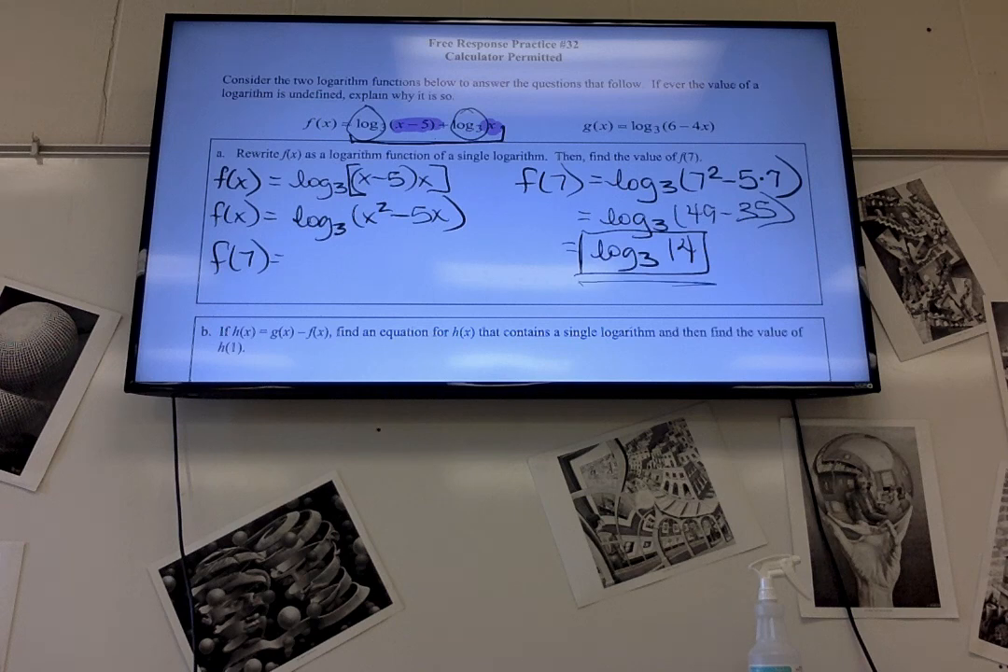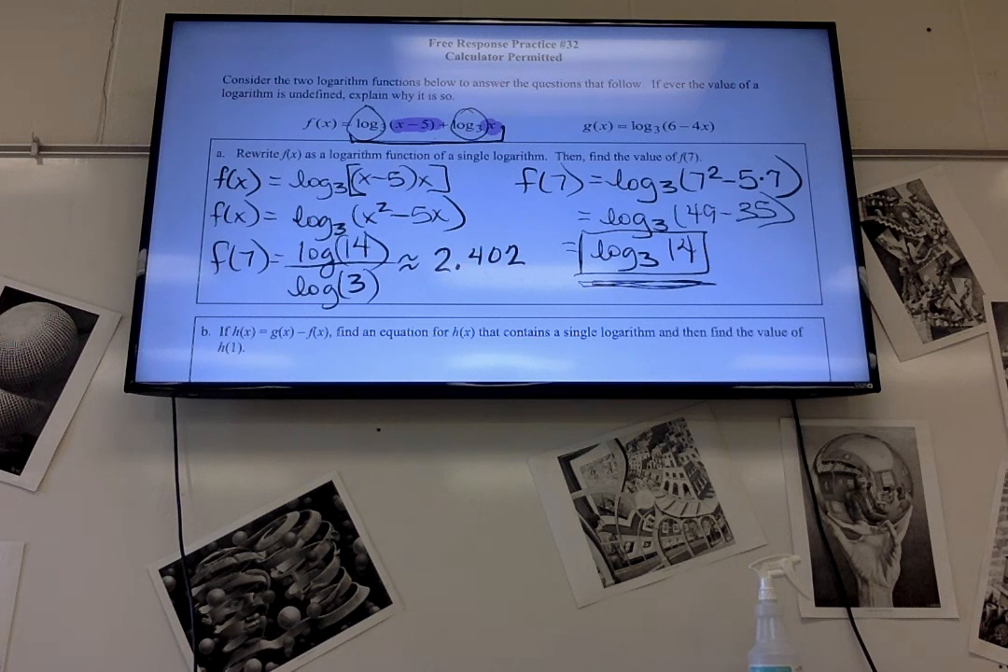How can I put this in my calculator? I can't just hit log of 14 because that would be log base 10. What's 14 divided by log 3? Yes, it's the log of the big number. Remember, it's a change of base formula. Log of the big number divided by the log of the little number. Just make sure you close the parentheses that are already open when you hit the log button. And you should get 2.402.